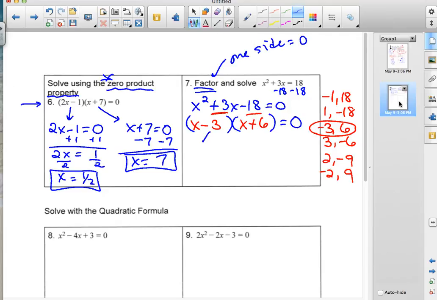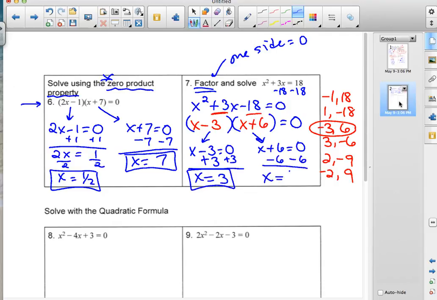Then I solve each of these, setting them equal to 0. I can add the 3 over. So x equals 3 is one solution. And I can subtract the 6 over. So x equaling negative 6 is my other solution.